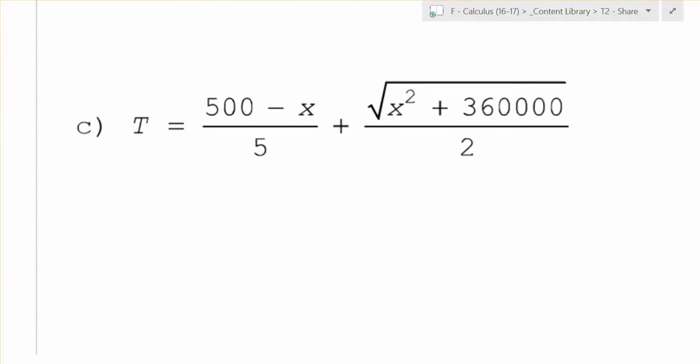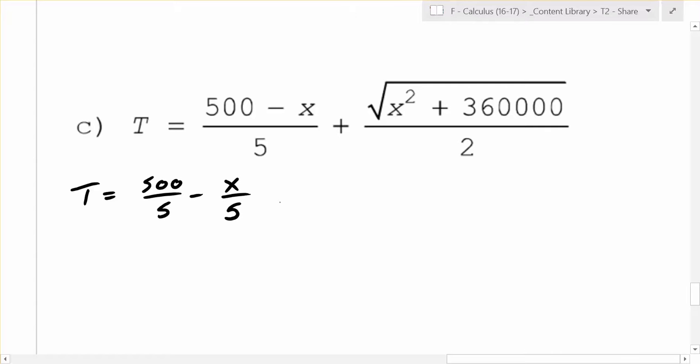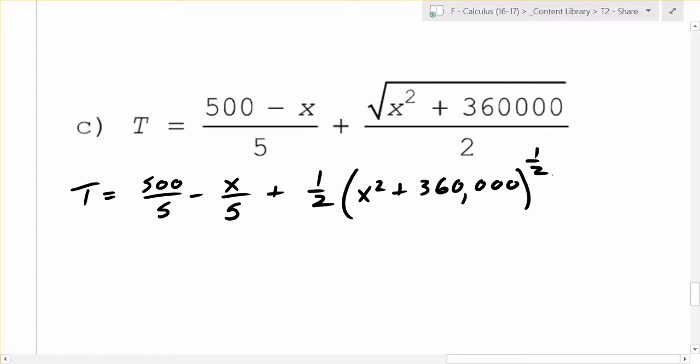The derivative. Now, you might want to reorder these a little bit, or piece them together differently. So this is what I would do first. I would make this 500 over 5 minus x over 5 first, plus what? 1/2 times, what power is that? 1 over 2. Yeah, so it's x squared plus 360,000 to the what power? 1/2. I would write it like that first. That helps me take the derivative.